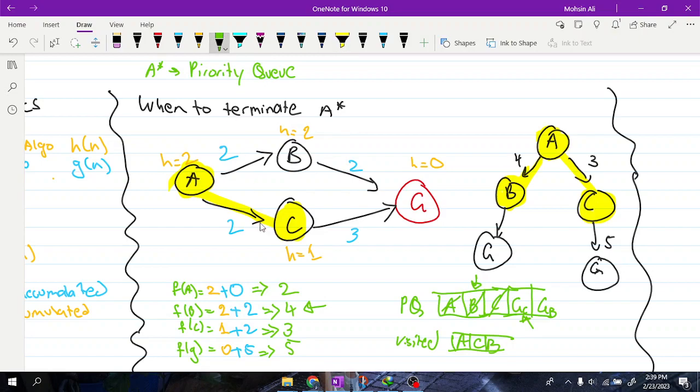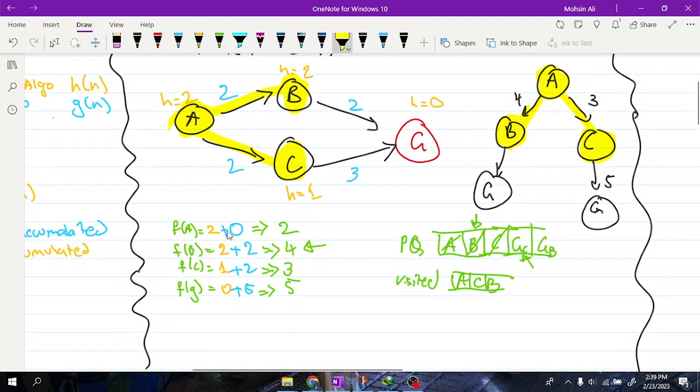Now let's calculate f of G. So we did something like this, and then we would put f of G from B, and this would be how much? 2 plus 2, so 2 plus 2 would give me 4. And we can see that 4 is smaller than 5. So we would go to B to G, and we will still not end our algorithm. We would put G of B over here.